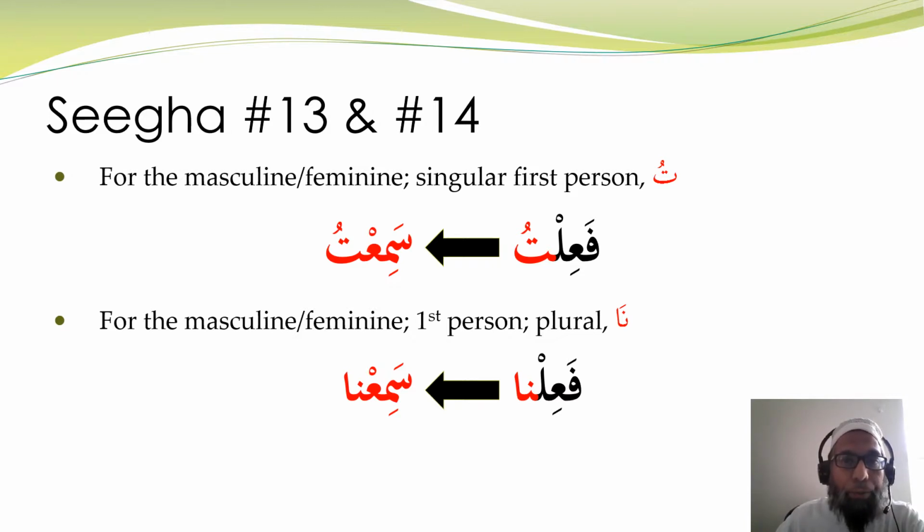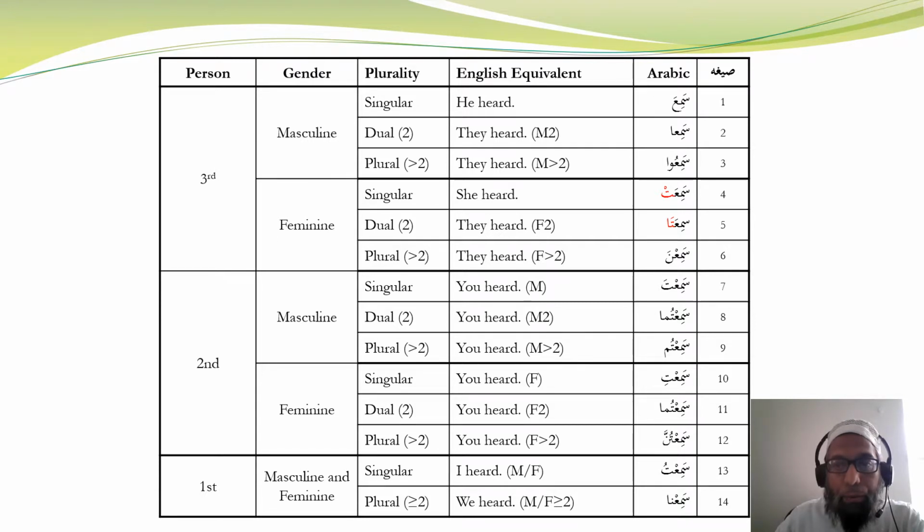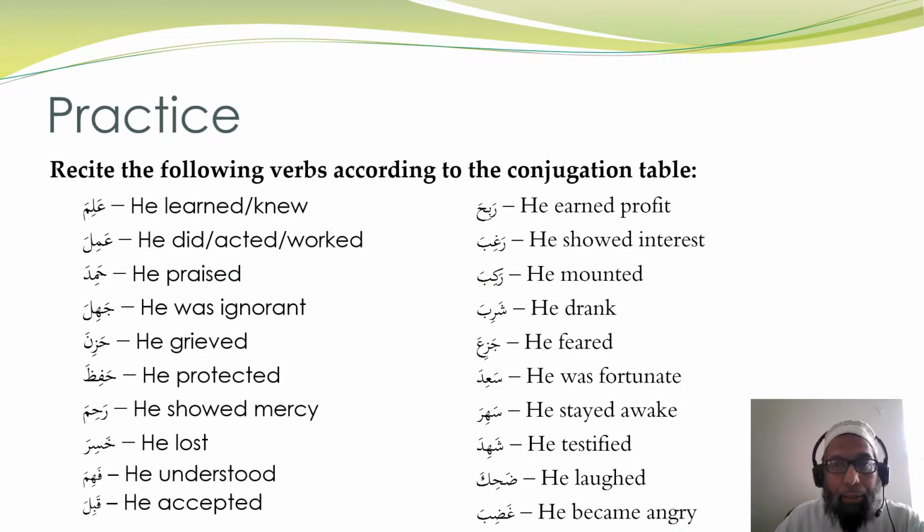So سمعت, سمعنا. سمعت means I heard. سمعنا means we heard. So the whole table is here: سمع سمع سمعوا سمعت سمعتا سمعنا سمعت سمعتما سمعتم سمعتي سمعتما سمعتن سمعت سمعنا. 14 altogether. Memorize it and practice. How do you practice?